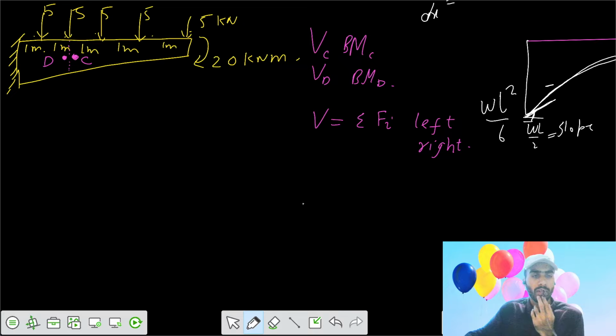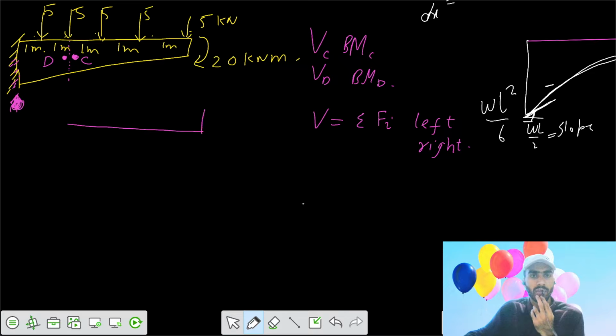If we go from the left side, you have to calculate the reactions first. If you don't want to calculate the reactions, we can directly go from the right side also. So for the shear force at C, cut that section. Let's take this section. This tapering does not make any difference if we keep it as a line.